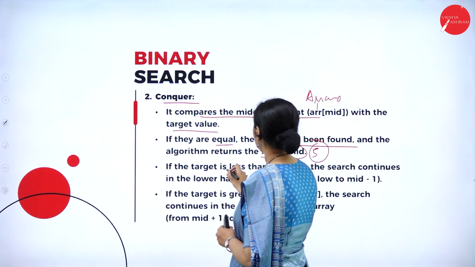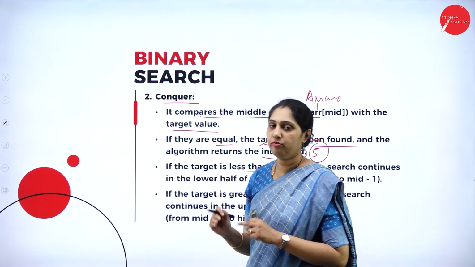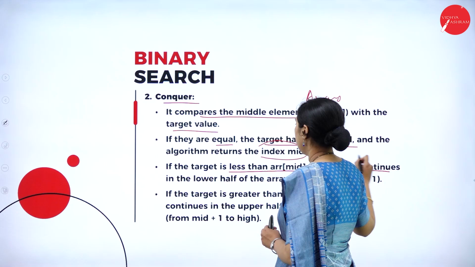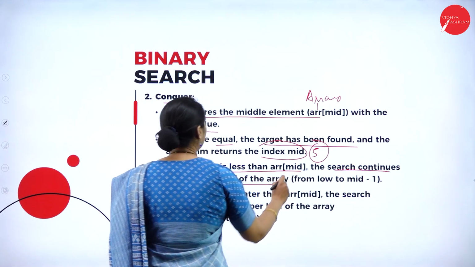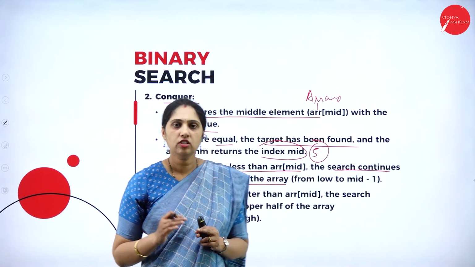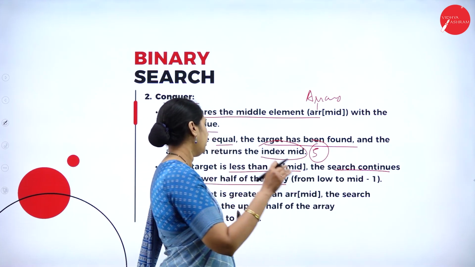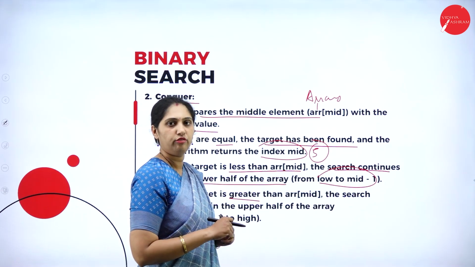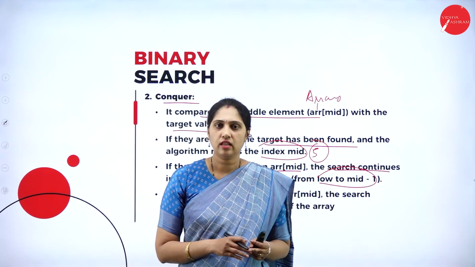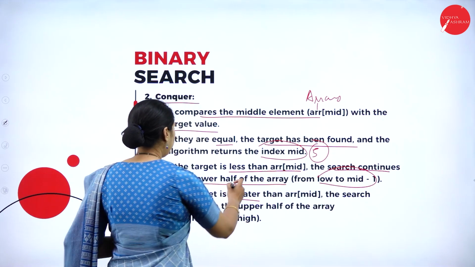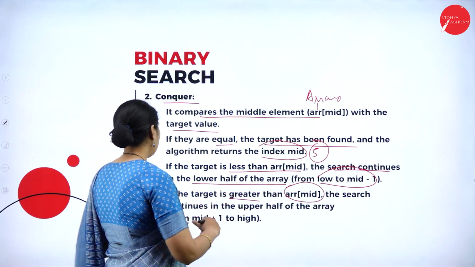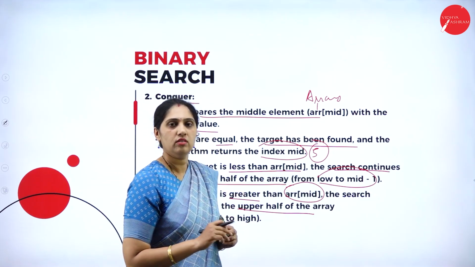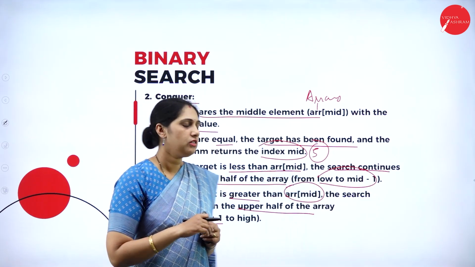Suppose the target is less than ARR of mid, meaning we have not found it. So what happens? The search continues in the lower half of the array. So the search will be from low to mid minus 1. Next, the target may be equal, second it is lesser, third it is greater, such that the search continues in the upper half of the array. So it is not equal, so my low will be mid plus 1.